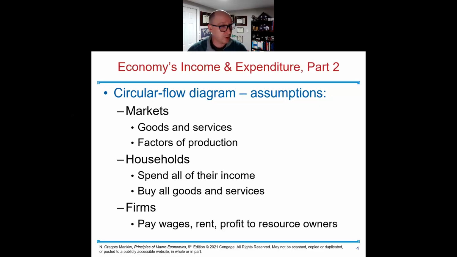The households work for the firms. The households receive money from the firms, and then they spend that money on goods and services from the firms, purchasing from the firms. The firms pay the households, and then they also pay other expenses, right? And they get their money from the households, right? It's interrelated. So think about that. Now let me show you what it looks like graphically.